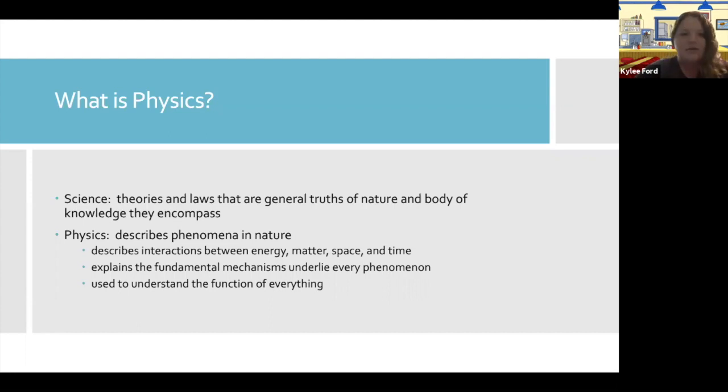And that's gonna describe phenomena in nature, okay? And that describes the interaction between energy, matter, space, and time, okay? And what physics does is it explains the fundamental mechanisms that underlie every phenomena in nature, okay? Now, physics is really used to understand the function of everything in the world and now outside of the world. Okay, so we use physics in all kinds of different areas of science because it's really the baseline, okay?